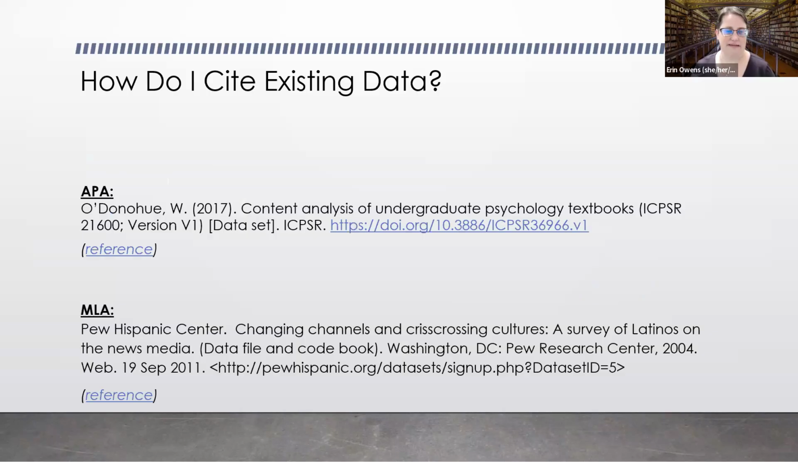So these are a couple of examples. I've got one in APA and one in MLA format. Again, just sort of showing that these do look very similar to citations for publications. The main difference is that right after the title, they will often include some little indicators. Like in the APA citation, we get brackets and it says data set. In the MLA, right after the title, we get parentheses and it says data file and code book. So we add in a little bit of an indicator indicating exactly what this content is, the fact that it's not just a book or an article.